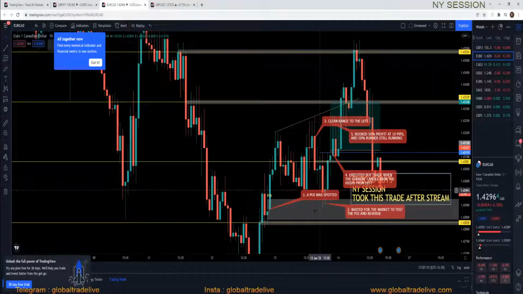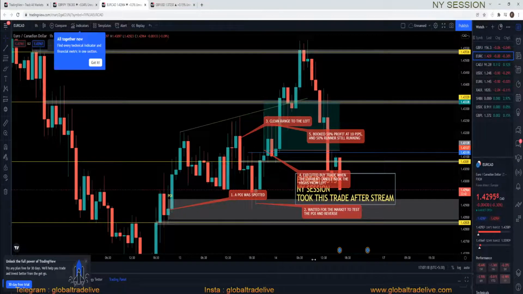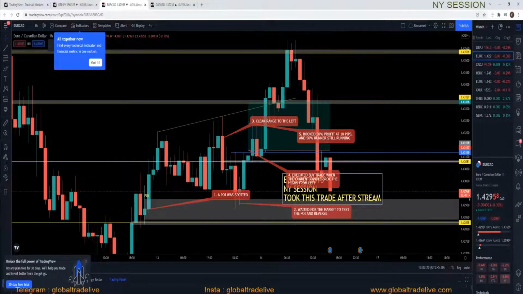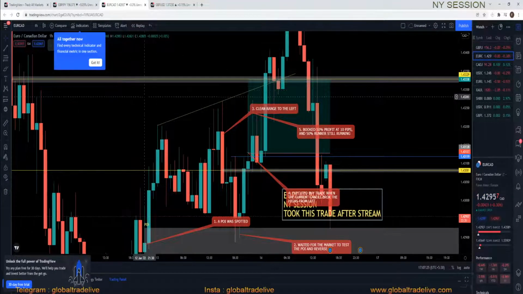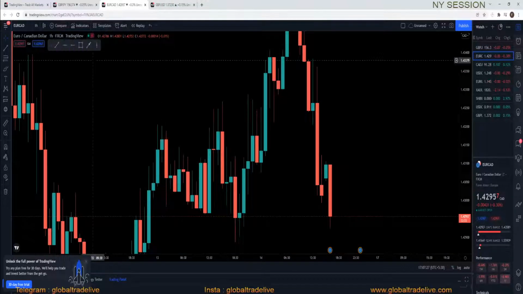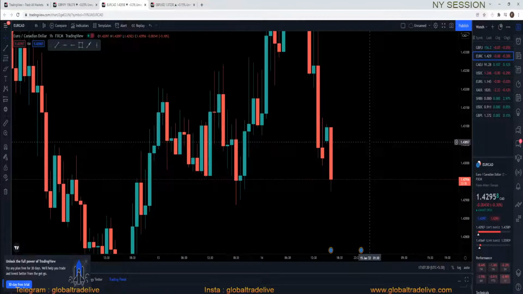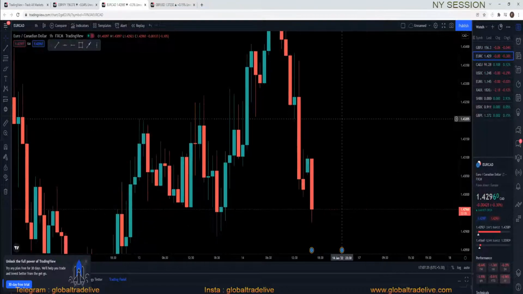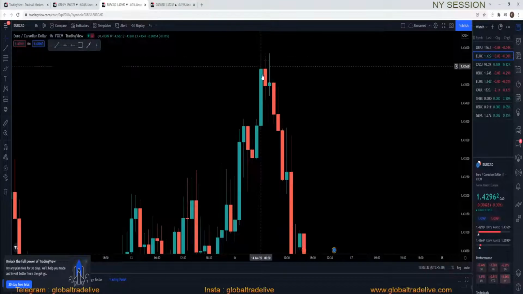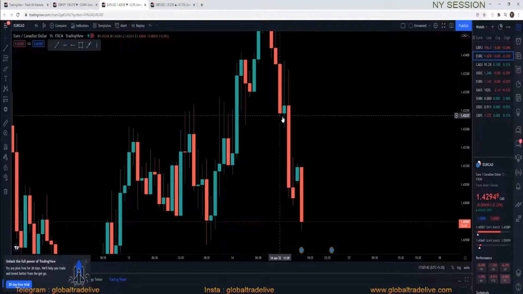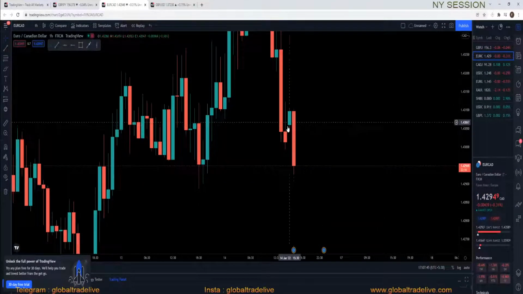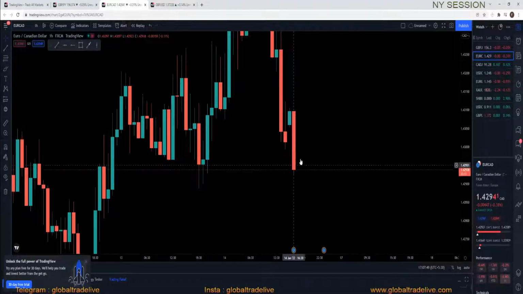So let me clarify this by removing everything from the chart. Right now the market structure is totally bearish. Why? Because the market was moving up, created a second resistance, and went down again. There is a resistance over here. Oh, this could be a really nice opportunity. It came down, and again there is a resistance, and it's coming down again, right?